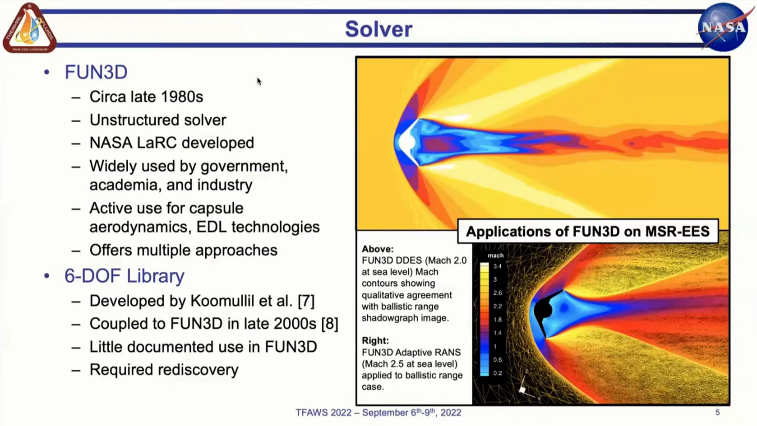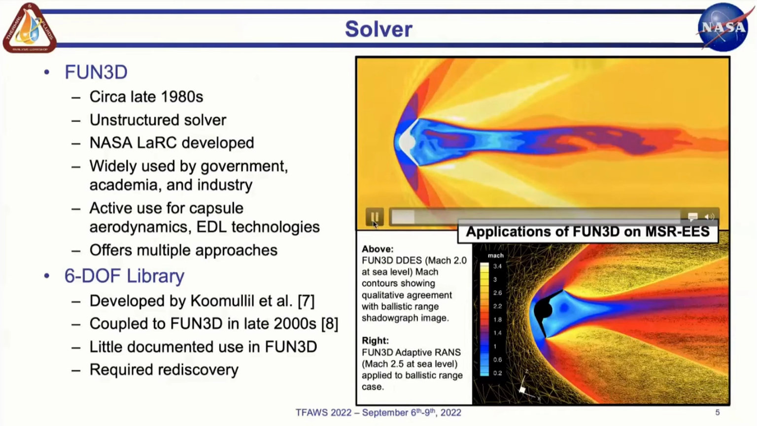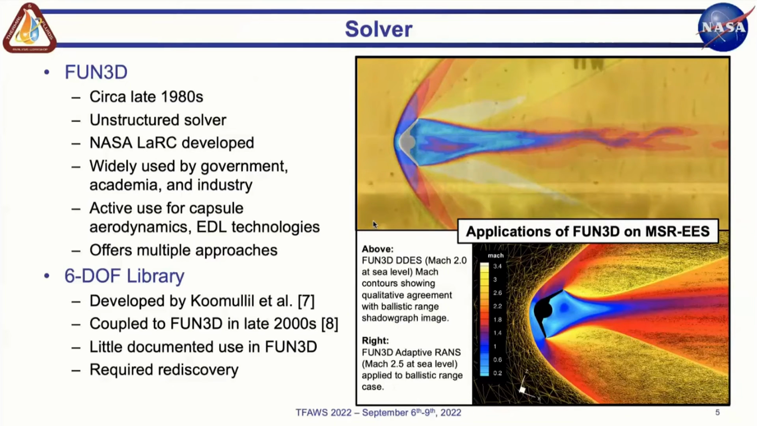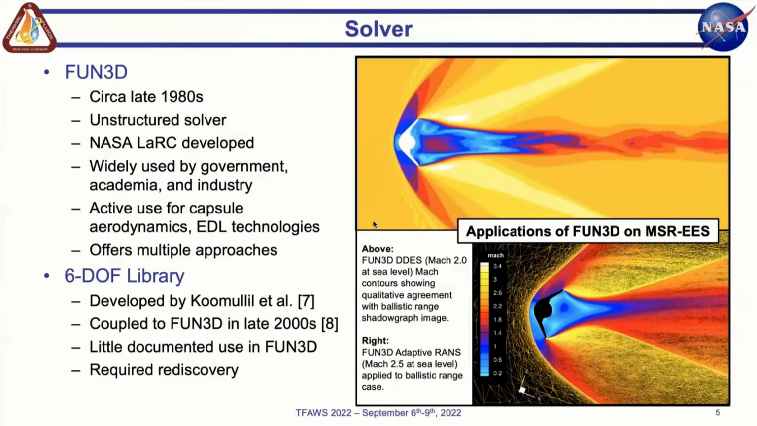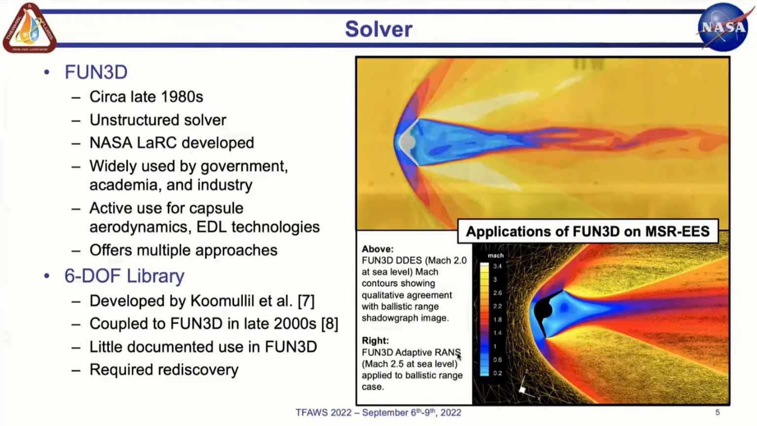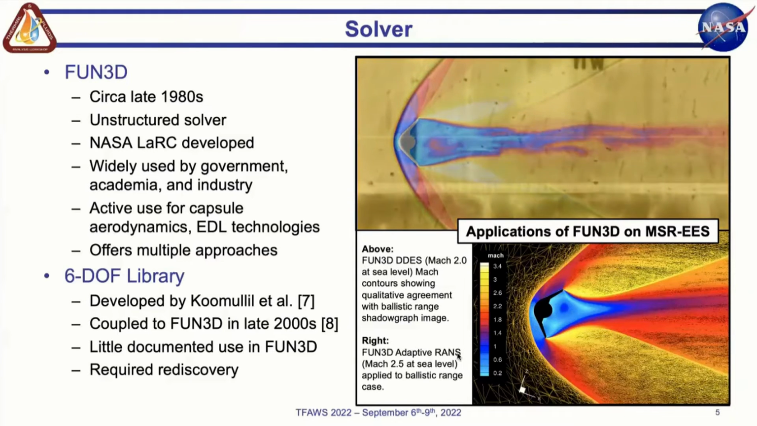It also offers a multitude of different approaches, and I've got some examples of those on this slide. The video on the top is a comparison using DDES to some active ballistic range testing that we have on the Earth Entry System, showing some pretty good qualitative agreement between the solution and the ballistic range conditions at Mach 2. And on the bottom is an example of another additional approach that we get access to through Fun3D. That one's just an image, but it uses an adaptive RANS path to get some automated grid sequencing and just get more confidence in the answers that we're getting.